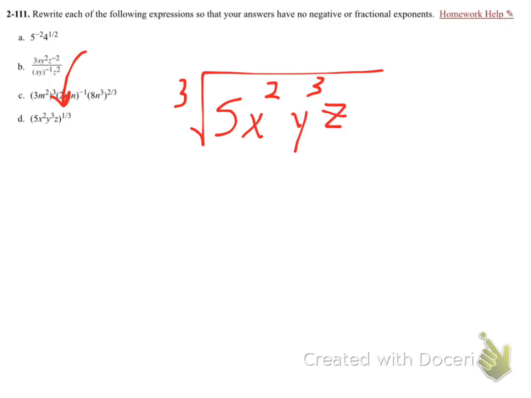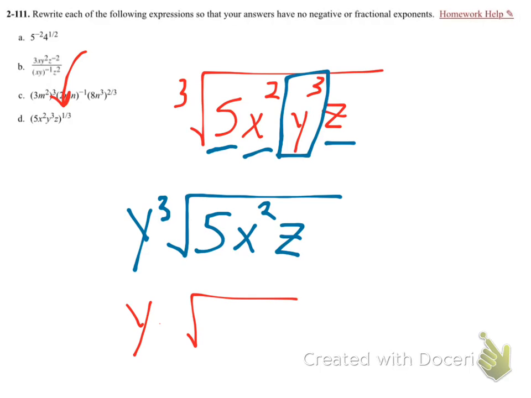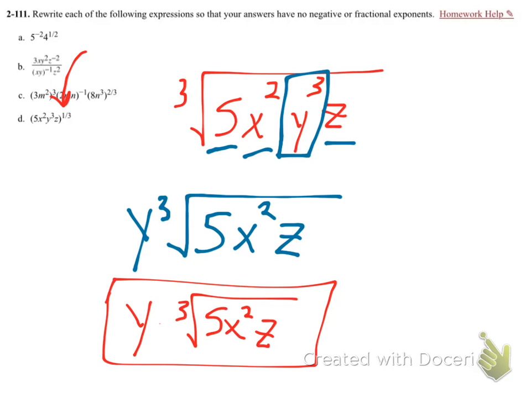So the third root of all these, if I take the third root of 5, doesn't really simplify anything. Same thing with the third root of x squared, doesn't simplify. However, I can take the third root of y to the third. That is y. And the third root of z does not simplify. So the rest of it needs to stay under the radical, so I'm taking the third root of 5x squared z. So it is y times the third root of 5x squared z. That is the simplified answer.